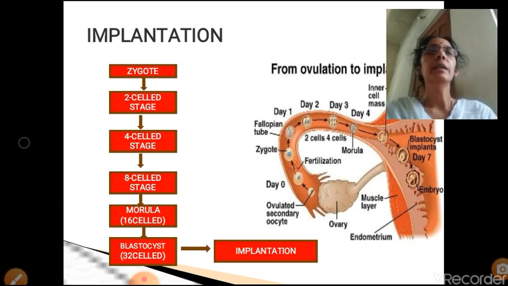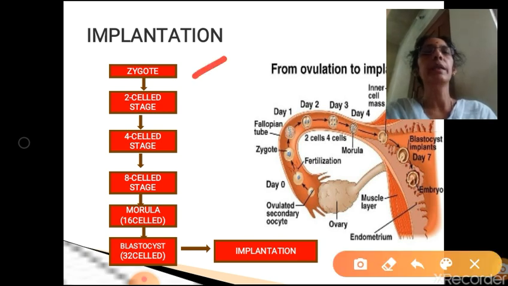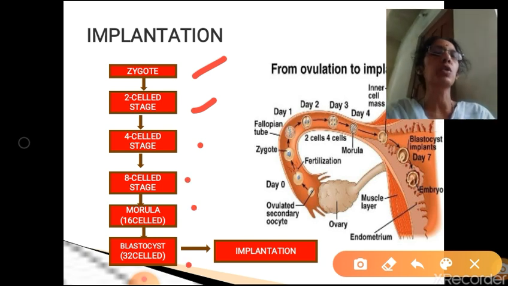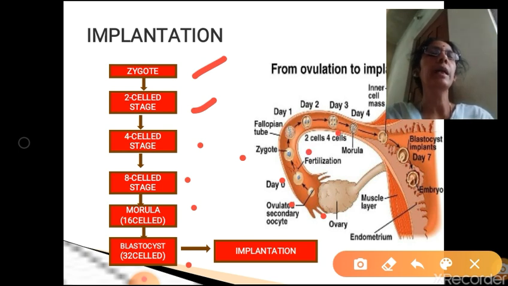Now let us see. First the zygote is formed. It has formed how many cells? One is of 2 cells, then 4 cells, 8 cells, the morula stage, then the blastocyst stage. Can you see here? This is the fimbriae and this part is the infundibulum. So in which region did fertilization occur? The ampulla region. It forms the zygote. Here the 2-cell stage, 4-cell stage, then comes the 8-cell and morula stage.